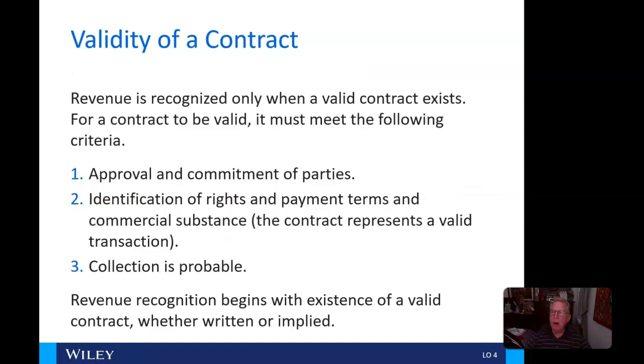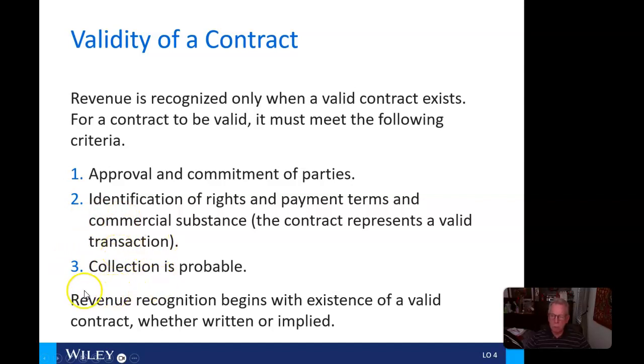Okay, validity of the contract. Revenue is recognized only when a valid contract exists. For a contract to be valid, it must meet the following criteria. 1, approval and commitment of both parties. 2, identification of the rights and payment terms and commercial substance. And the contract represents a valid transaction. And 3, collection is probable.